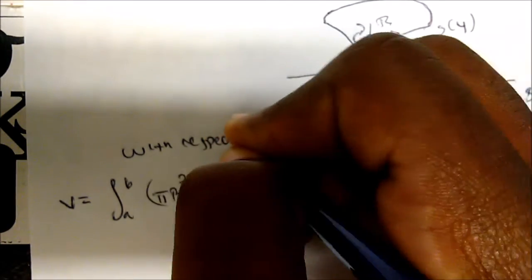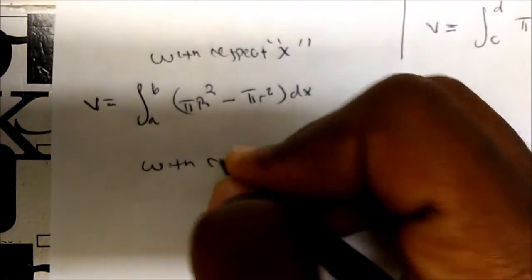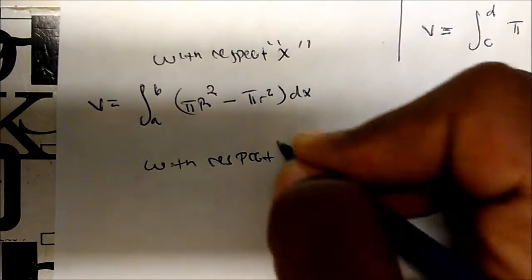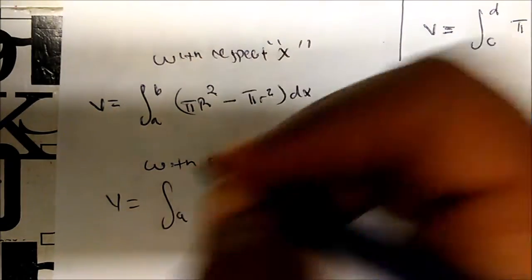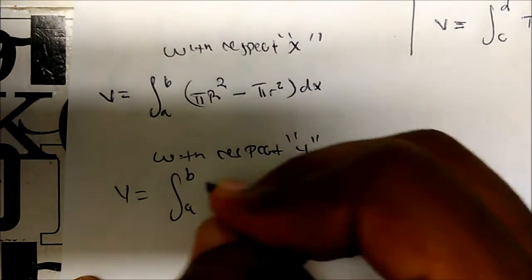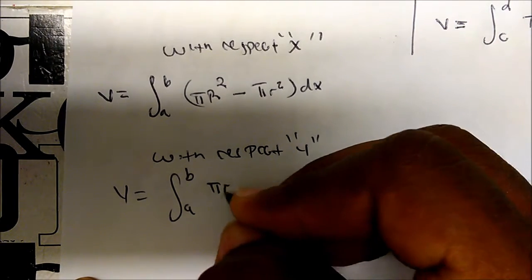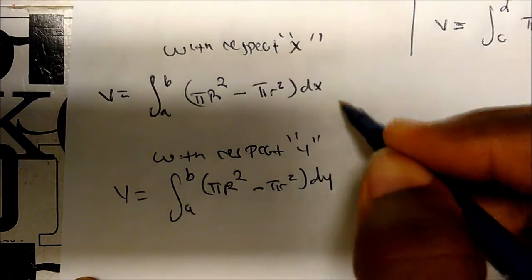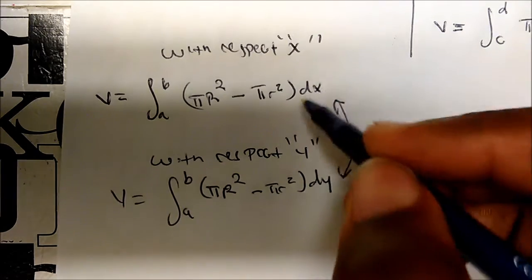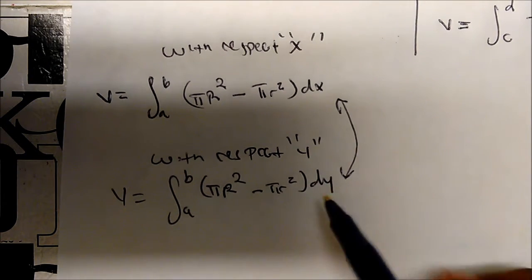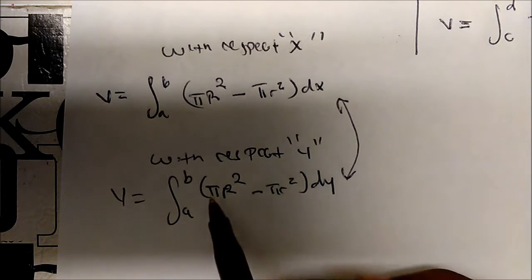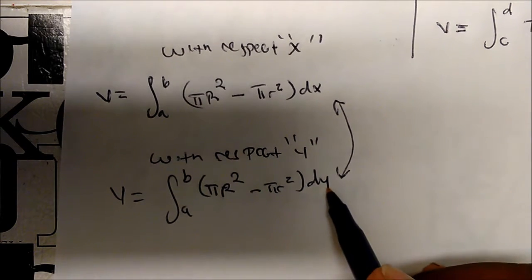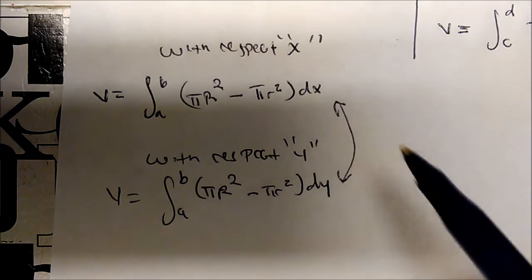So this is with respect to x. Now, if we're talking about with respect to y, then the volume, I'm just going to call it a to b again, from a to b is given by pi big R squared minus pi small r squared dy. Notice the difference between these two. The variable that you're integrating with should always match the differential of your integral. So if I'm integrating with respect to y, I should have a dy. If I'm integrating with respect to x, I should have a dx.